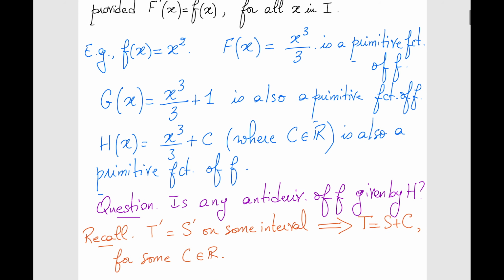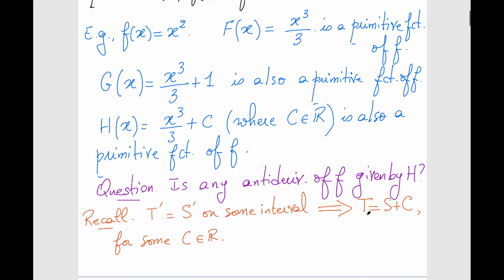And as such, they must differ by a constant, which means one is equal to the other plus some constant. So that tells us that h, or any antiderivative, is part of this family, right? So long story short, to answer this question, yes, any antiderivative of f is given by this recipe h, because of that trick that we did before. Makes sense? Pictorially, how does this look?